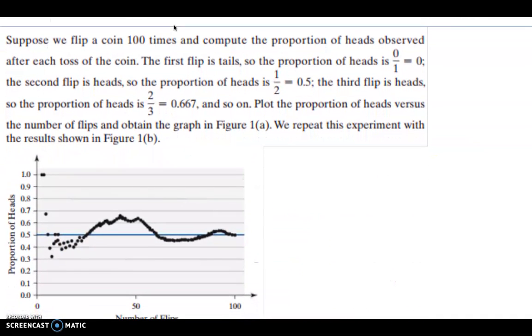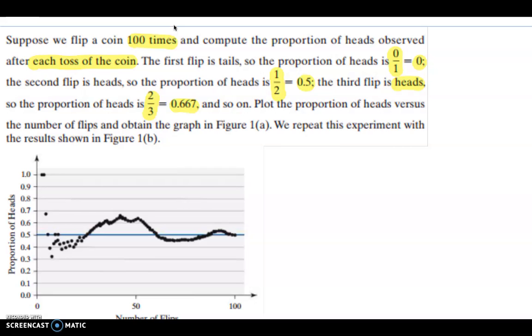So let's just look at this first example here. Suppose that we flip a coin 100 times and compute the probability of heads observed after each coin toss. So the first flip is tails. So the proportion of heads is 0 out of 1, or 0, because you got 0 heads in your first toss. The second is heads. So now 1 out of your 2 tosses is heads, so the proportion based off of your observation is 0.5. The third is a heads, so now your 2/3 are 0.67, and so on.